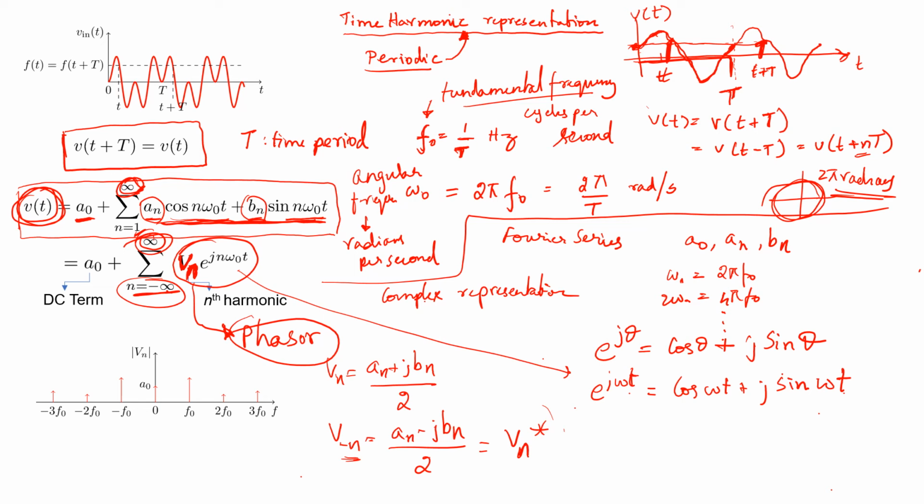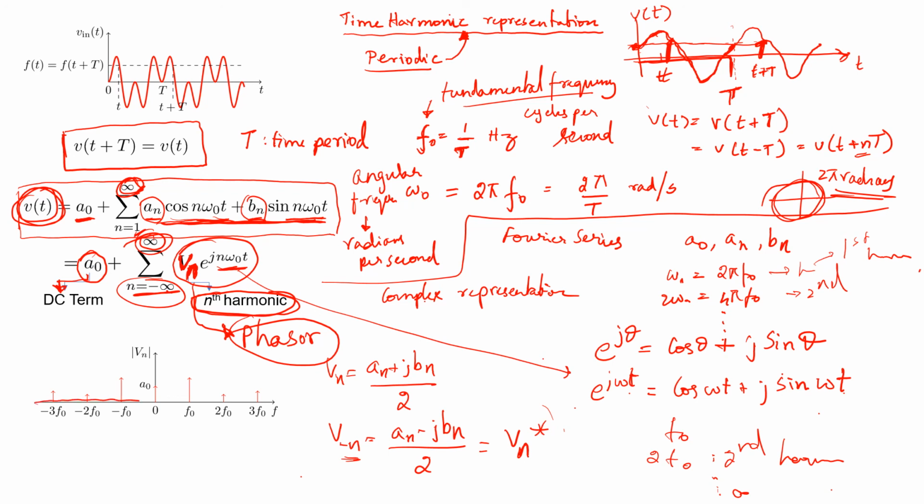That phasor is a complex number. It has both a magnitude and an angle, and this a naught is that which does not depend on time, like the DC term, and Vn is the coefficient of the nth harmonic. This being the fundamental, the first harmonic, the 2 omega naught t, that is 2 times f naught, is going to correspond to the second harmonic. So you have f naught, which is the fundamental, 2f naught is the second harmonic, and so on and so forth, all the way up to infinity.